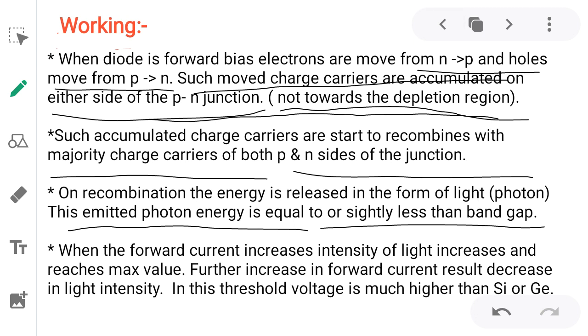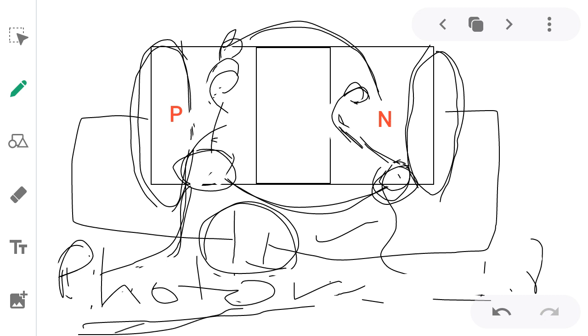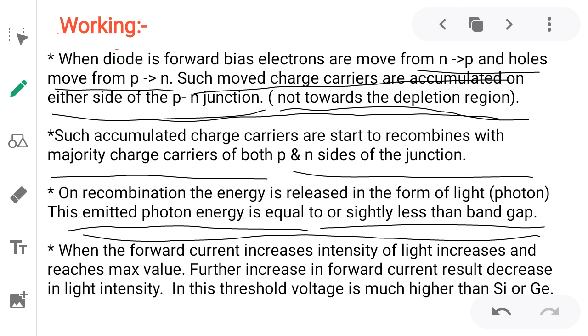Next point, when the forward current increases, the intensity of the light also increases. It means if a larger amount of photons is emitted, more current is generated. When this forward current increases, the intensity of the emitted light also increases and reaches the maximum value. If I further increase this current value, the intensity of the light does not increase, it decreases.